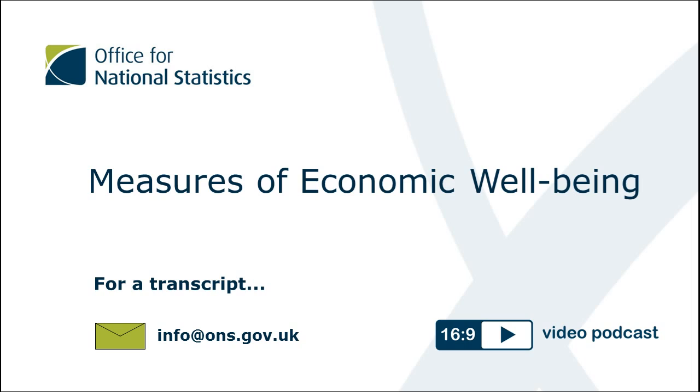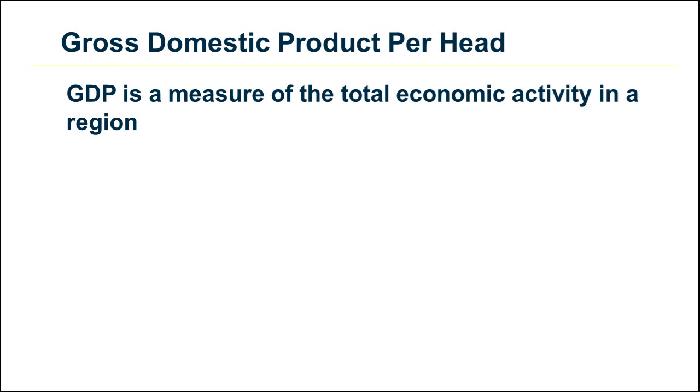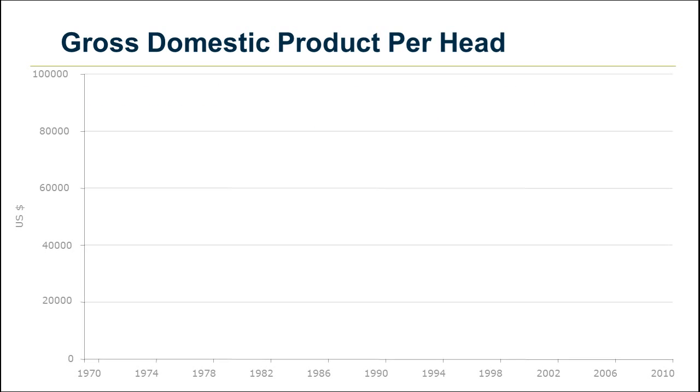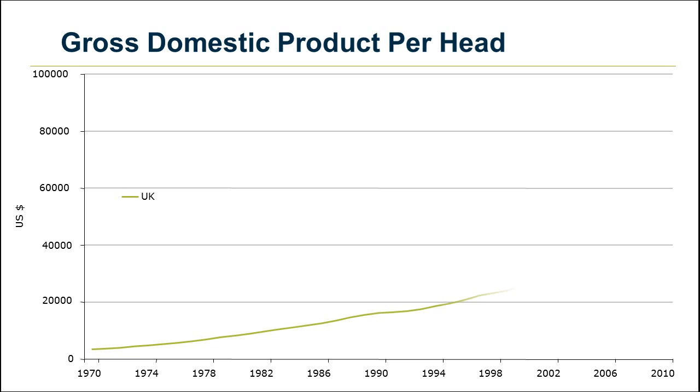Gross Domestic Product, or GDP, is a measure of the total economic activity in a region. Here we will look at GDP per head, that is, GDP of a country divided by the total population of the country. Here is GDP per head for the UK over the past 40 years. We can see that GDP per head has increased considerably over the period.